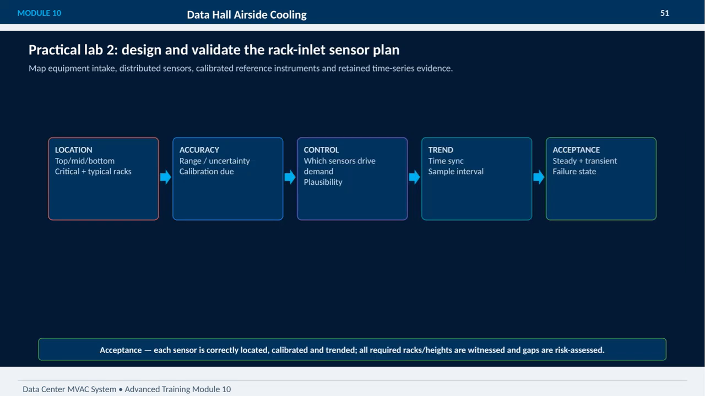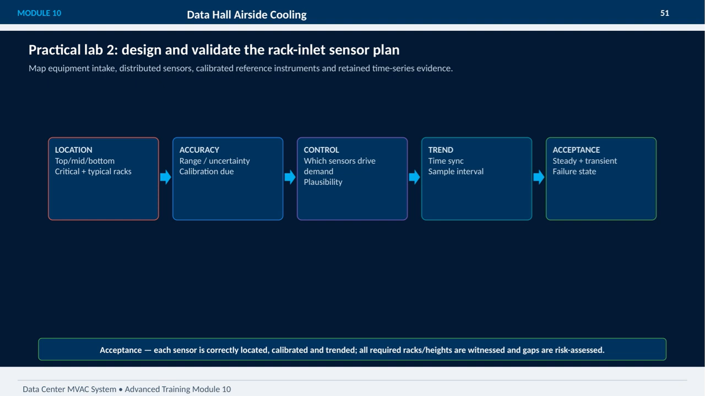In this practical lab, we focus on designing and validating the rack inlet sensor plan for Data Hall Airside Cooling. First, it's essential to map all equipment intakes accurately, ensuring we have distributed sensors, calibrated reference instruments, and reliable time series data to support our analysis. We pay close attention to sensor location, covering the top, middle, and bottom of critical and typical racks to get a comprehensive temperature profile. Accuracy is crucial here. Knowing the sensor's range, uncertainty, and calibration status ensures data reliability.